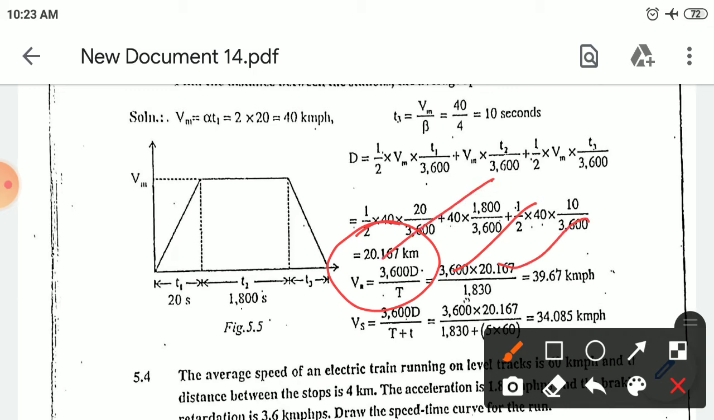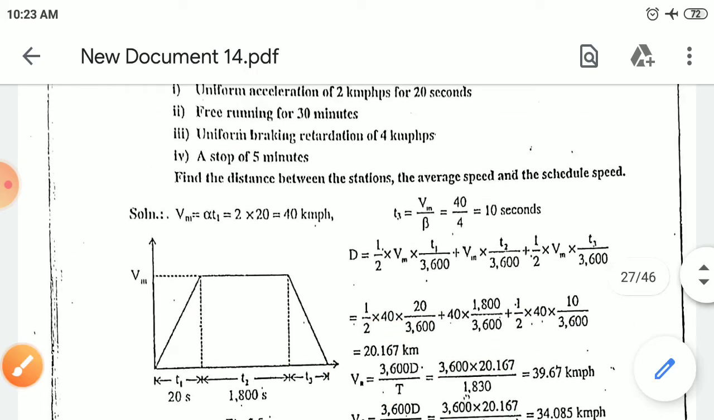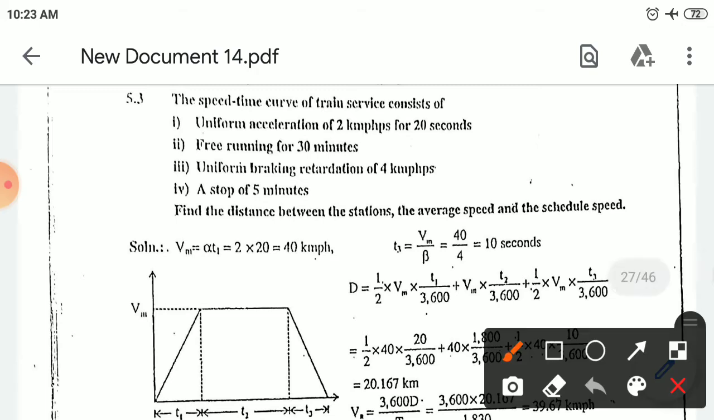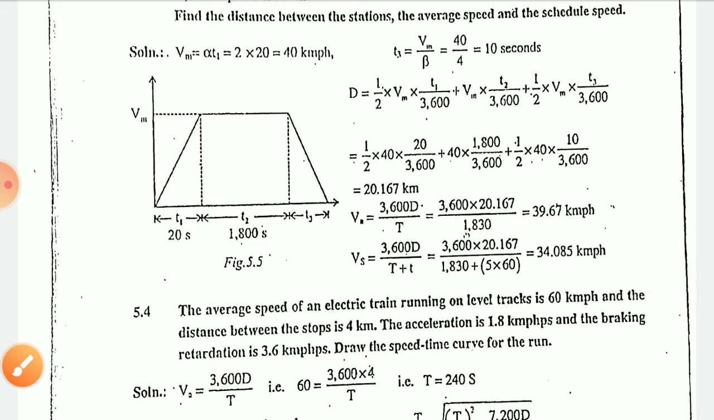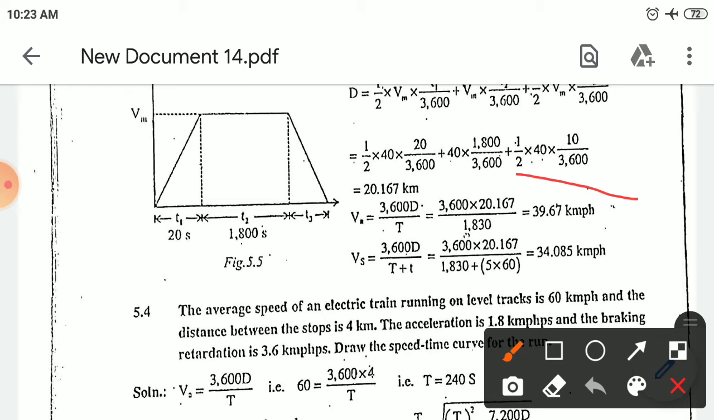Okay, so Va, the average speed, is 3600 D divided by T. D is 20 which you calculated. T is 1800 plus 30, the time of stop. Free running is for 30 minutes, so that is 1830. Substitute and calculate Va. How much do you get?